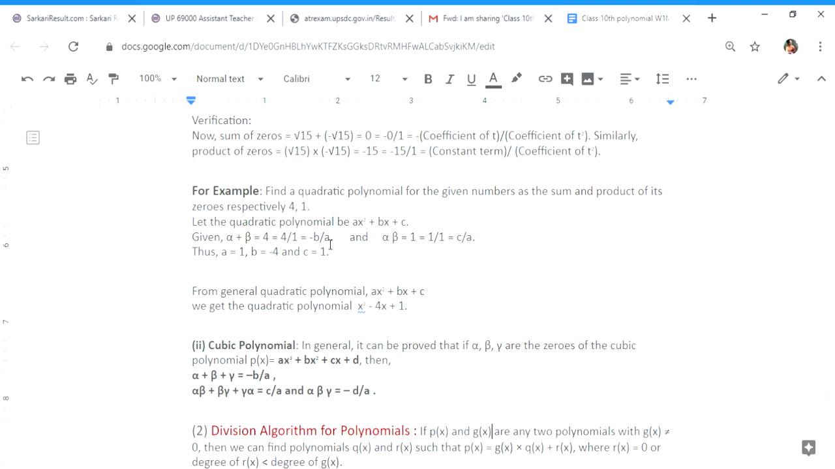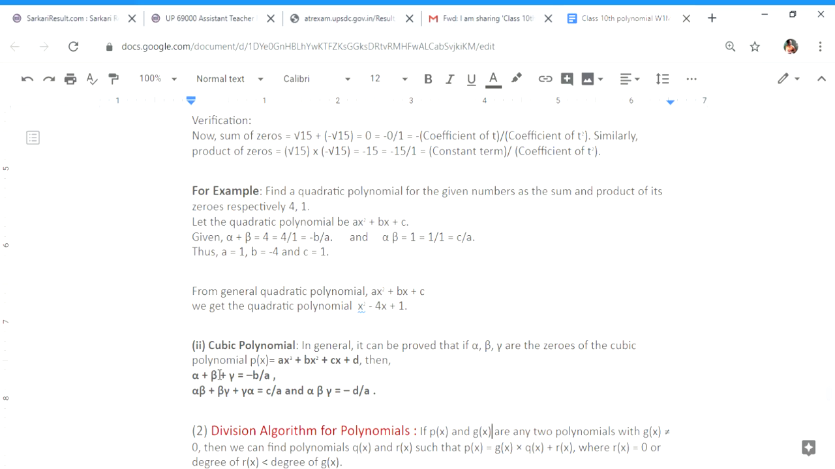On comparing 4 upon 1 equal to minus b upon a and 1 upon 1 equal to c upon a, we will get values of a, b and c. A equal to 1, b equal to minus 4 and c equal to 1, which gives the required quadratic polynomial, that is x square minus 4x plus 1. You can also take y as a variable here. You can take any variable here, but the constants a, b and c are 1, minus 4 and 1. So this is the required quadratic polynomial.